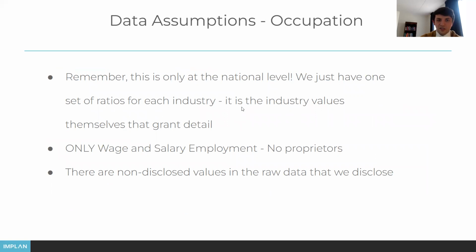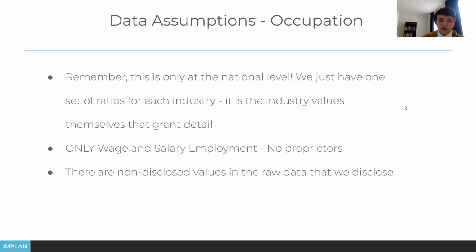Another assumption about the occupation data, I've stressed this one already, the data is at the national level only. So there is just one set of ratios for each industry. This is also only wage and salary employment, meaning that there is no data for proprietors included, and that includes a proprietorship count as well as proprietor income. And that's really a good thing because the source data that we use from OES is really only meant to be estimates for employees. So we're kind of just staying consistent with our sources here.